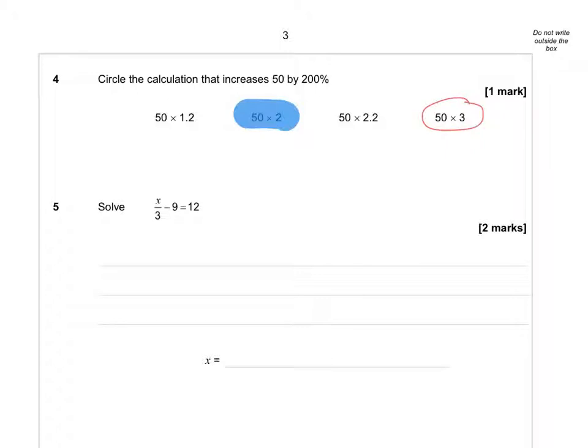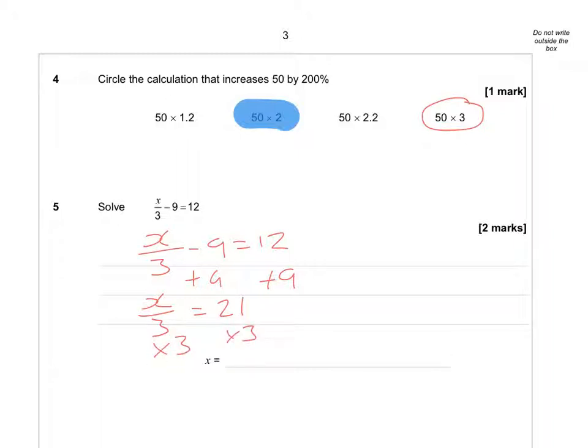Question 5 is another question that students sometimes get wrong, and it's all to do with order of operations. So if I start with x over 3 minus 9 equals 12, the problem that students often make first is they try to multiply by 3, but I'm actually going to do it the correct way, which is adding 9 to both sides. So if I add 9 to both sides, I get x over 3 equals 21. I'm now going to multiply by 3, so I would get x equals 63.